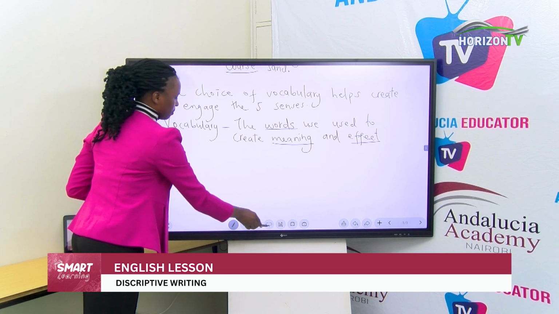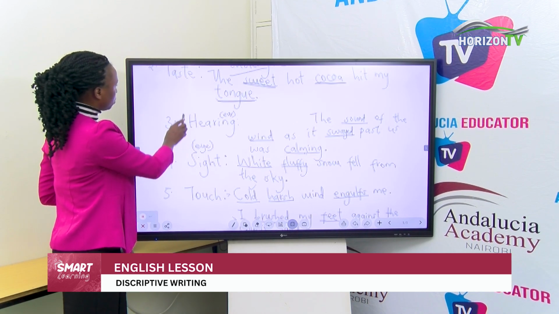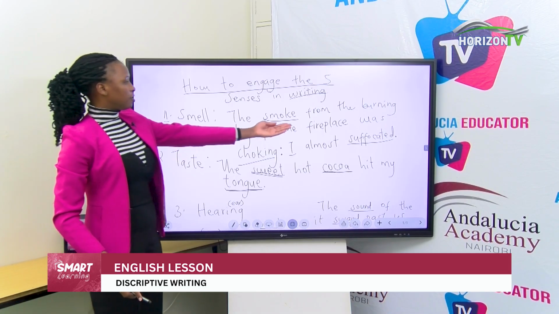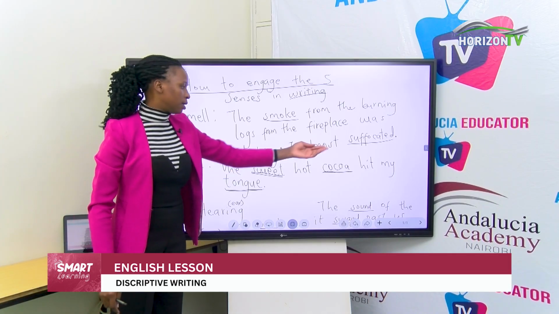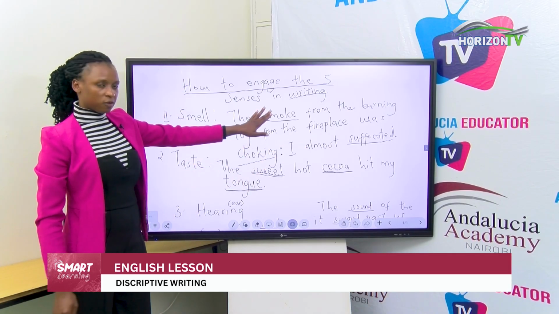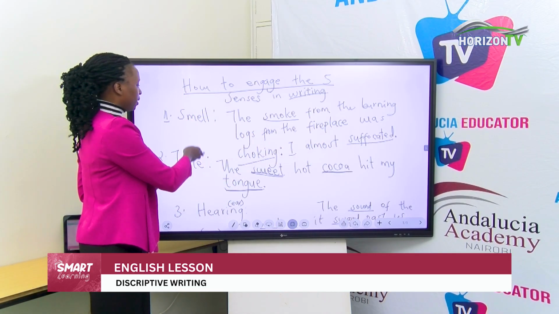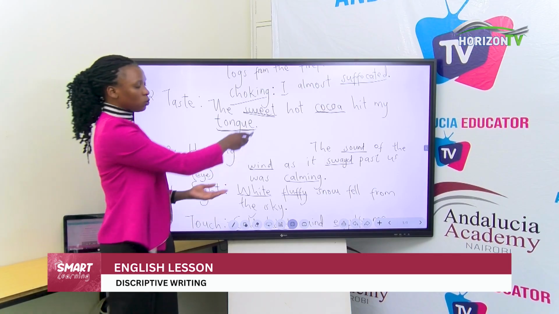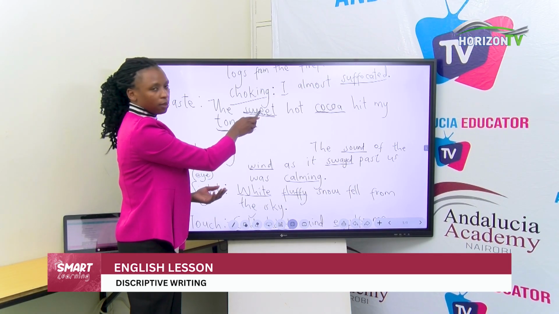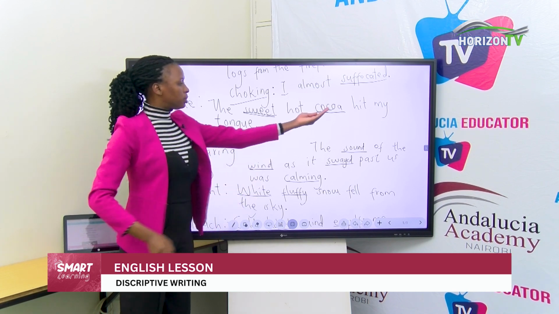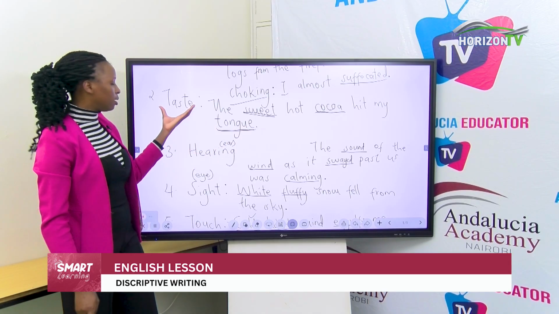So let's go back. Let's come to smell. The smoke from the burning logs from the fireplace was choking. I almost suffocated. Three keywords: smoke, which can be smelled, choking, and the suffocation, which is the effect. Okay. Taste. We have the sweet, another vocabulary word used, cocoa and tongue. Sweet, the effect, tongue and cocoa, the meaning. Cocoa is what was being tasted, what we can taste, and the tongue, which is now actually appealing to the taste we have here.